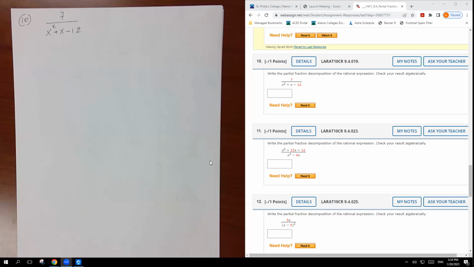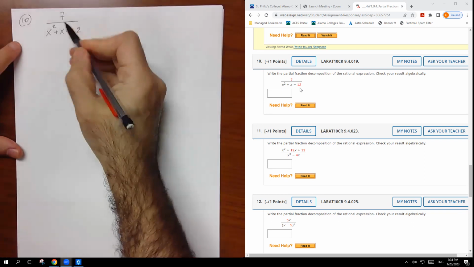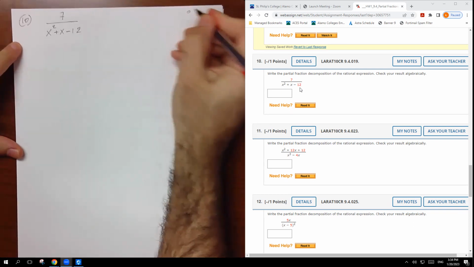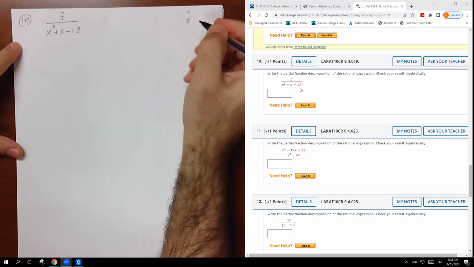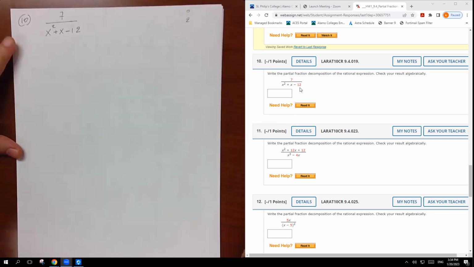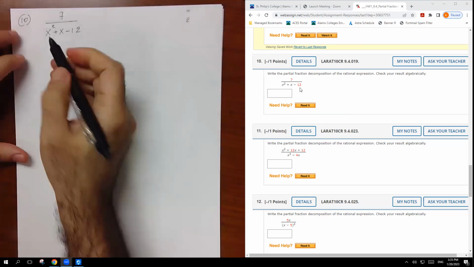Now, example 10. Example 10, which is 7 over x squared plus x minus 12. If you look at the degree on the top, there is no x, that means 0. And on the bottom is 2. So 0 is less than 2. That means this is a proper fraction. So in this case, I'm going to go to step 2. I'm going to factor the denominator.